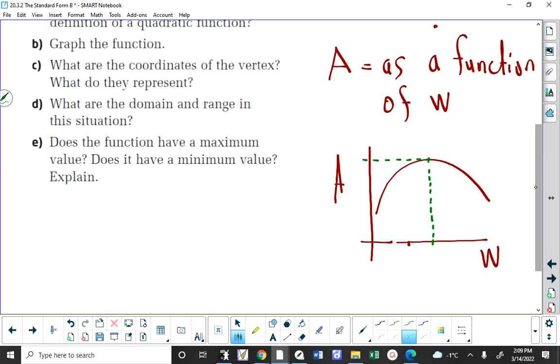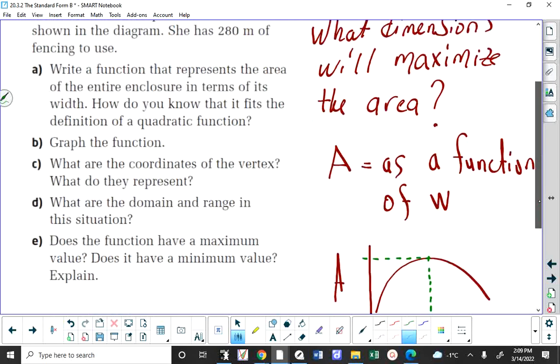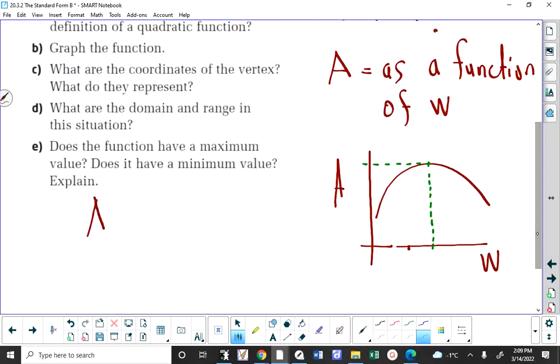step by step. I'm just going to look up here and I'm going to say, well, the area of that rectangle is length times width, isn't it? That's got to be a good start. Area equals length times width.